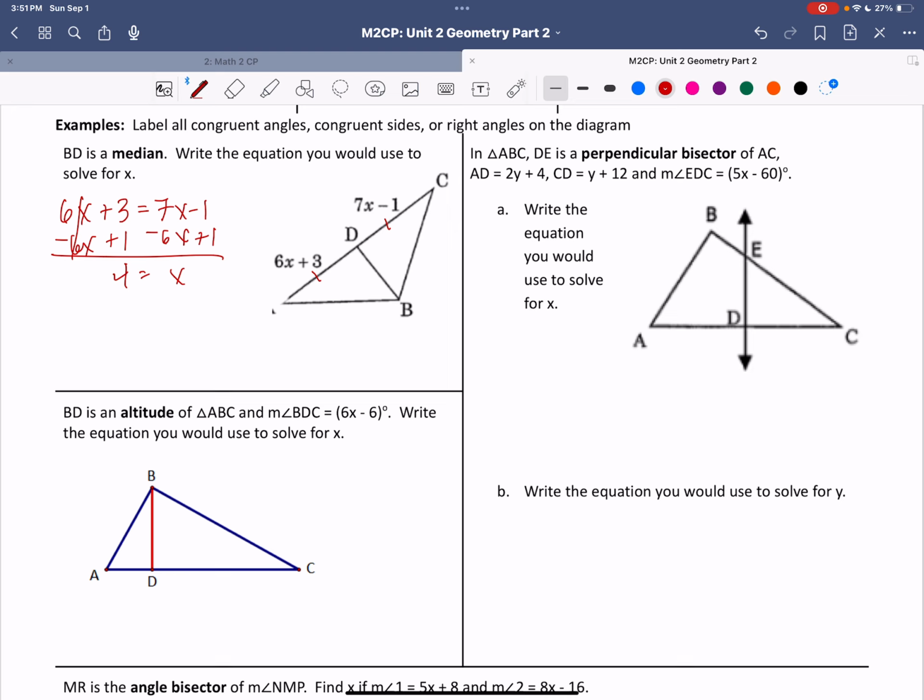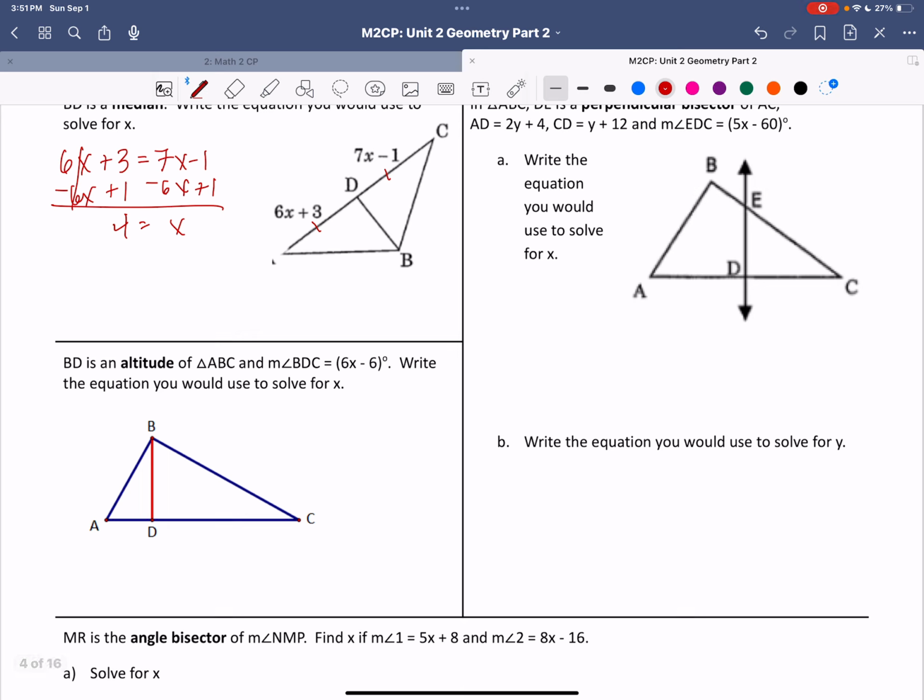and x equals 4. All right, and then for this one, it says BD is an altitude. So for altitude, your hint is you make a 90-degree angle. So you're going to go angle, triangle ABC, and you're going to go BDC. So BDC is 6x minus 6. Okay, and then so to solve that, you go 6x minus 6 equals 90. Because an altitude intersects and makes a perpendicular angle.